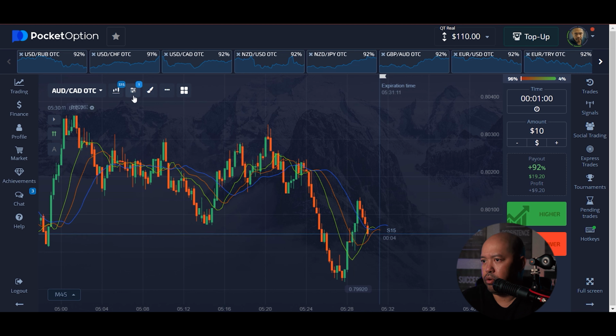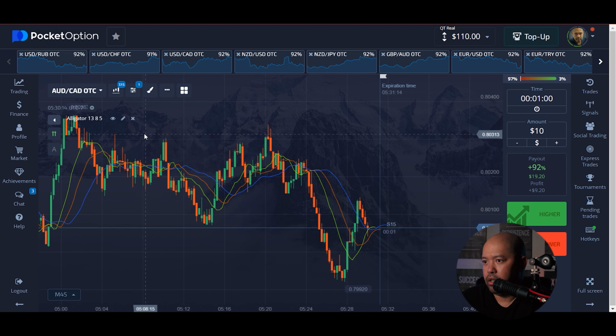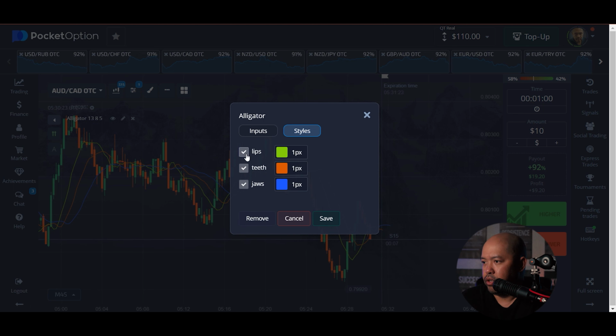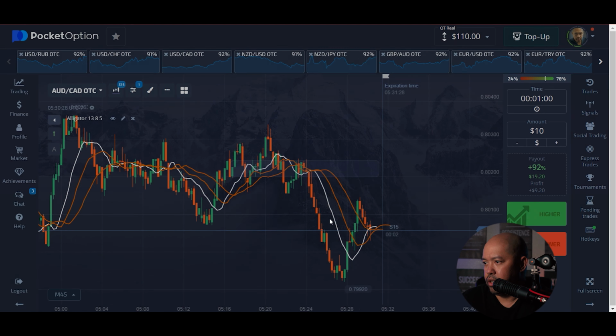But I do want to change the settings of my alligator. The other colors don't matter, but make sure it's in default 13, 8, 8, 5, 5, and 3. Just use the default settings. But I do want them to be a little thicker, or really thick. Let's just make this 2 thick. And then I'm gonna match the teeth and the jaws together with the same color, because all that really matters is the lips. So hit save.